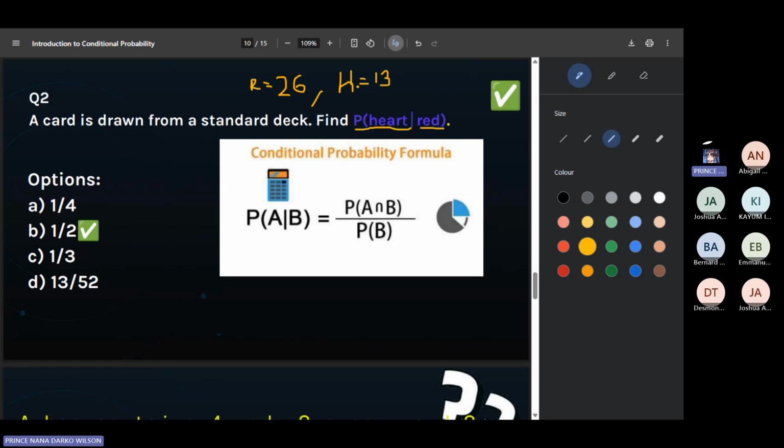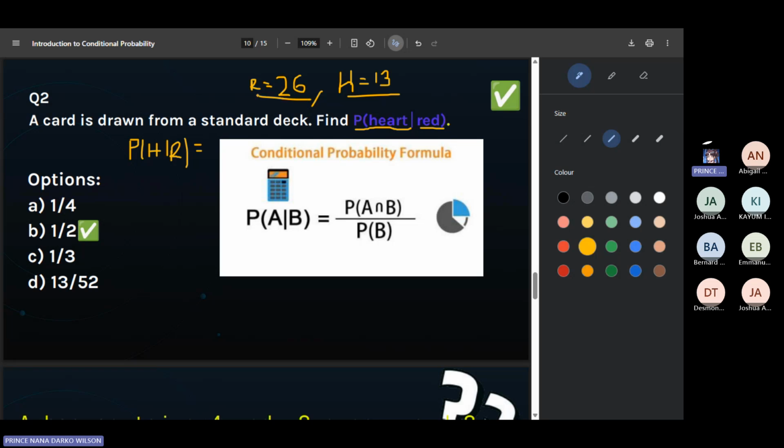So given this information, you know that we will need the probability of heart intersection red. So we'll need the probability of H intersection R. So we have to find that. And remember that the total number of cards is always 52. So to find the probability of H given R, we first have to know H intersection R. So H intersection R is going to be how many cards are red and at the same time hearts, or how many cards are hearts and at the same time red.